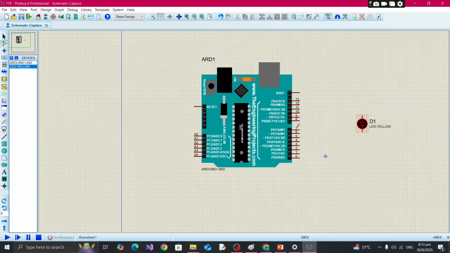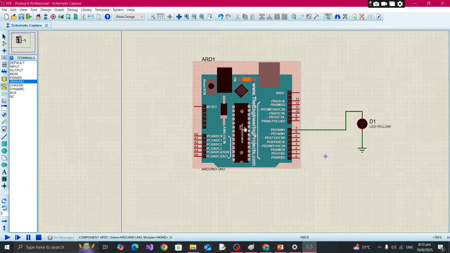Okay, I'm connecting this LED to the 7th pin and to ground. Okay, so in order to turn on this LED, I need to give an instruction to this microcontroller.